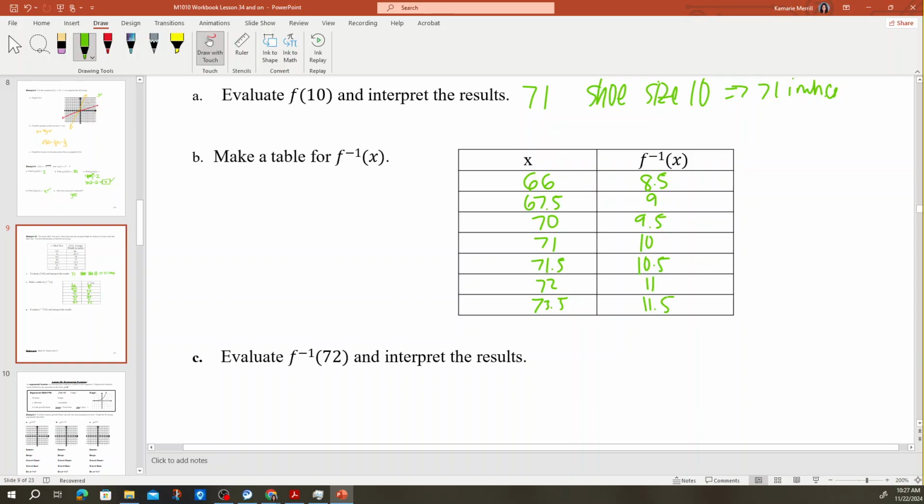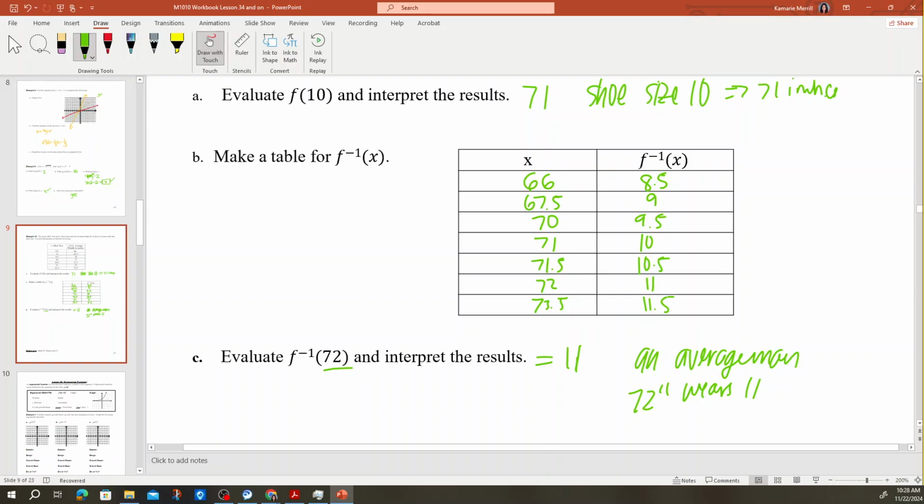This one says find f inverse of 72. What is it? 11. So put that in your own words now using that input. How would you say it? Let's not start with wears. An average man that is 72 inches wears 11. It just switches whatever the input is and what's listed first. Does that make sense? And how your sentence will look.